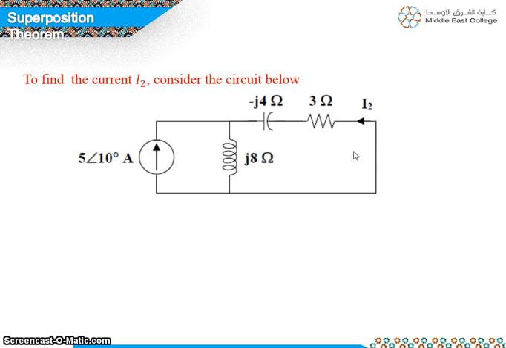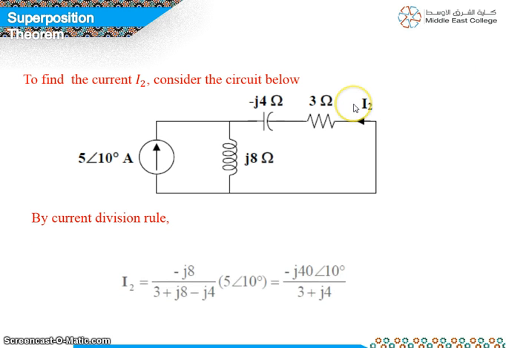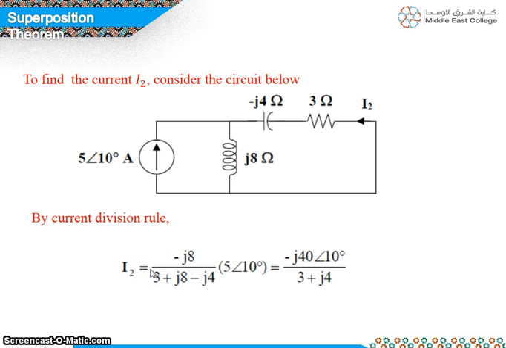Now which technique can we use to find this current? We have a current source. The current comes here. See, the current gets divided between these two branches. So which technique? Yes, apply the current division rule to find your current I2. So I2 will be equal to the total current 5 angle 10 degrees into the opposite impedance, j8, divided by the sum of these two impedance values, which gives this answer.